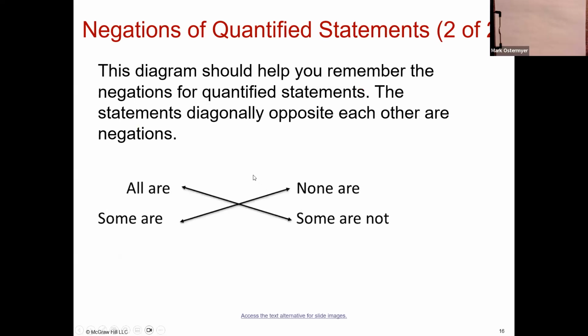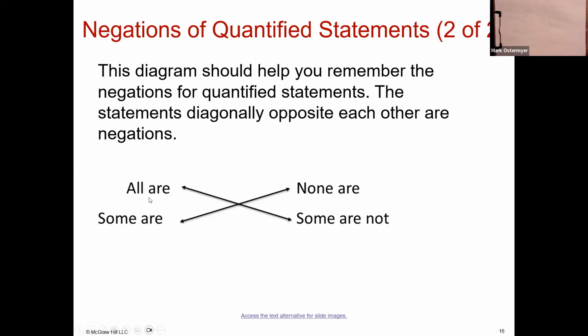All right, here's a way to remember some of these statements versus their negations. Notice on the left you have all are and some are. On the right you have none are and some are not. All are, some are is easy to remember on the left. And on the right, none are and some are not.